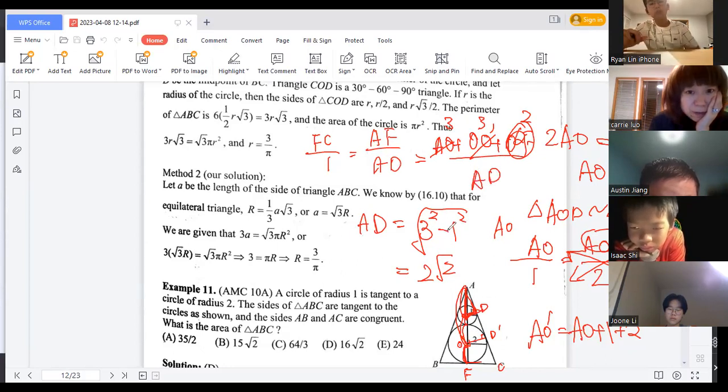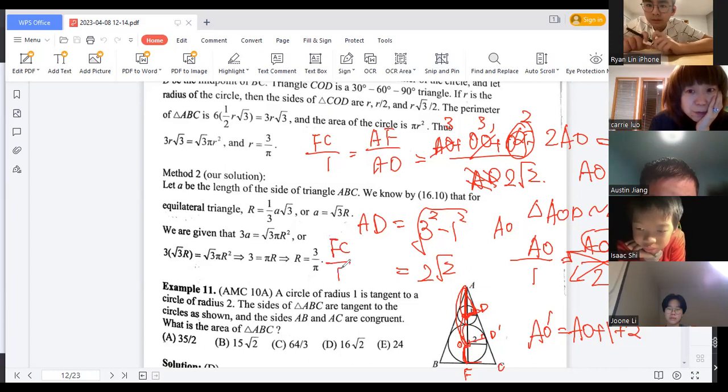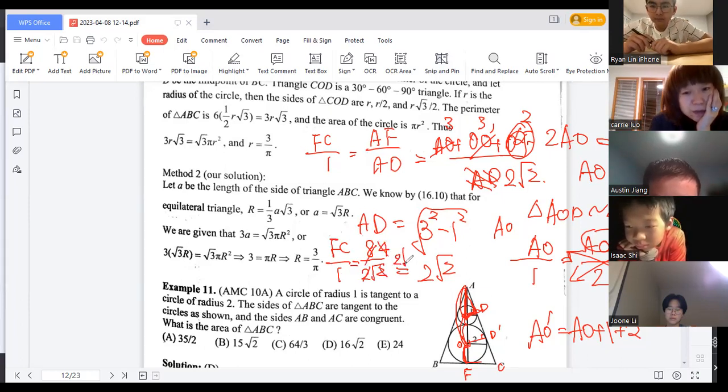So we have AF equals 8. This is correct. And AD, do we know it? Yes, we know it. It's just 2 square root 2. So basically, FC over 1 equals 8 over 2 square root 2. So we have here is 4 over this one, which equals 2 square root 2. So FC also equals 2 square root 2.